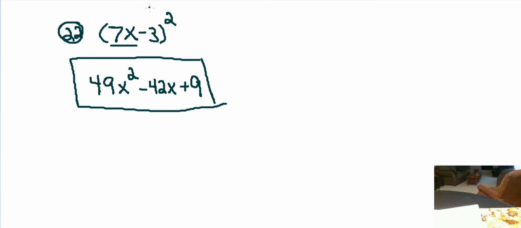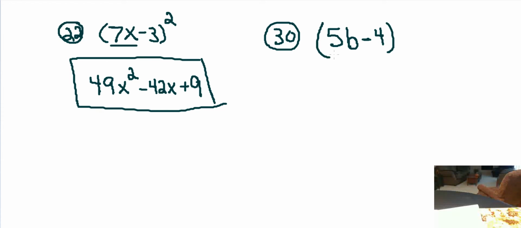I think I've got one more in here. Yes, let's try number 30. Let's do number 30 here, which states 5b minus 4, and we'll square it. Take the first term, square it. That's going to give me 25b squared.